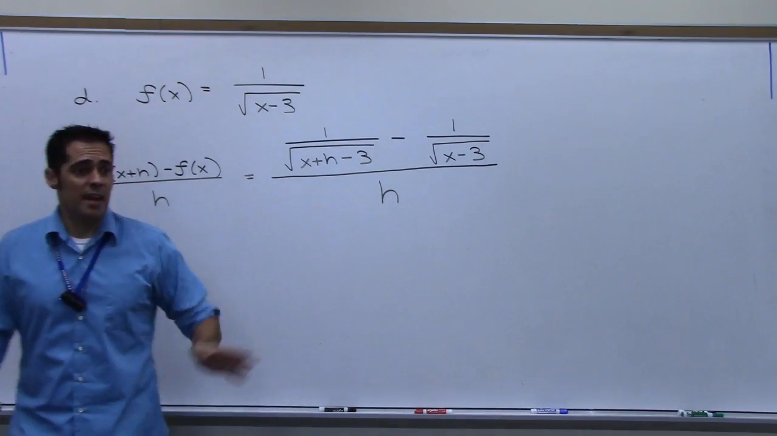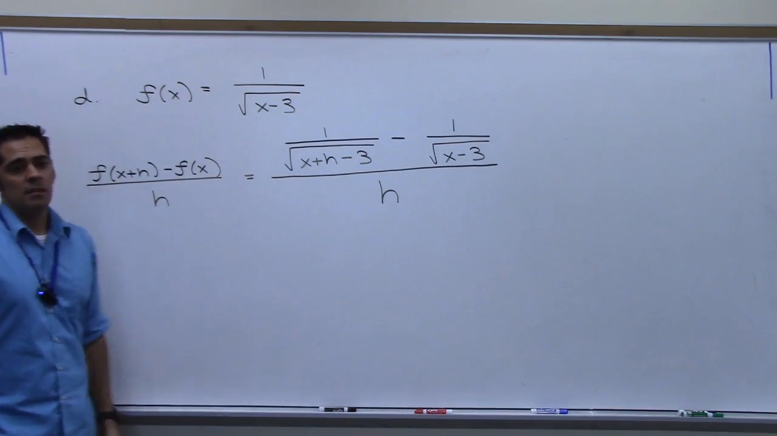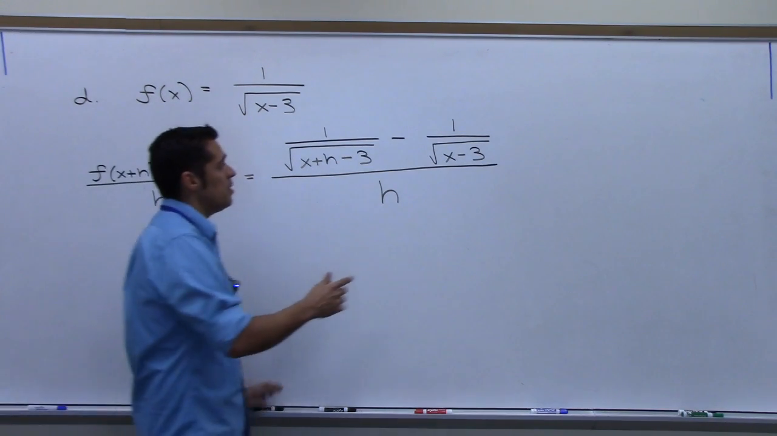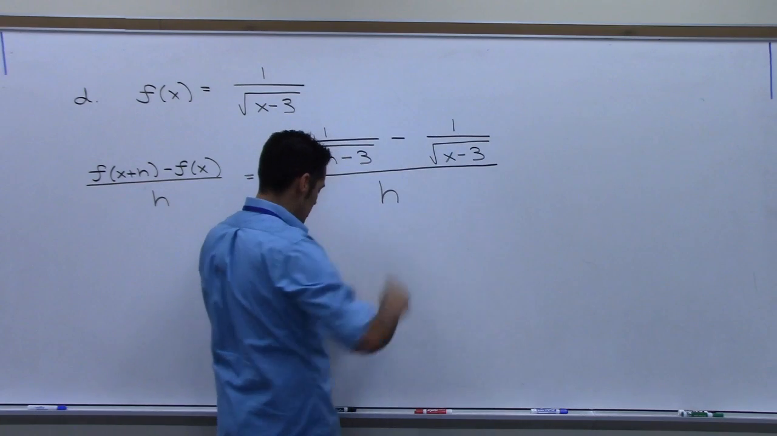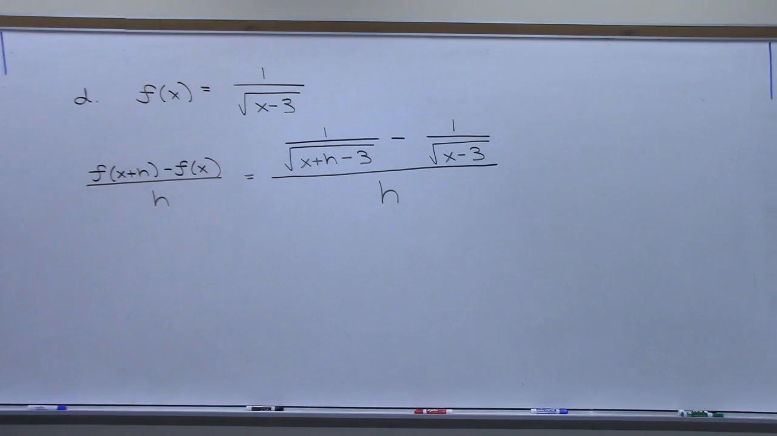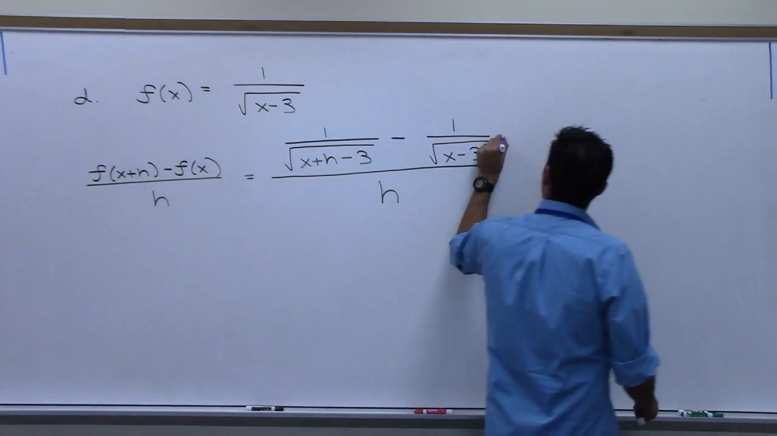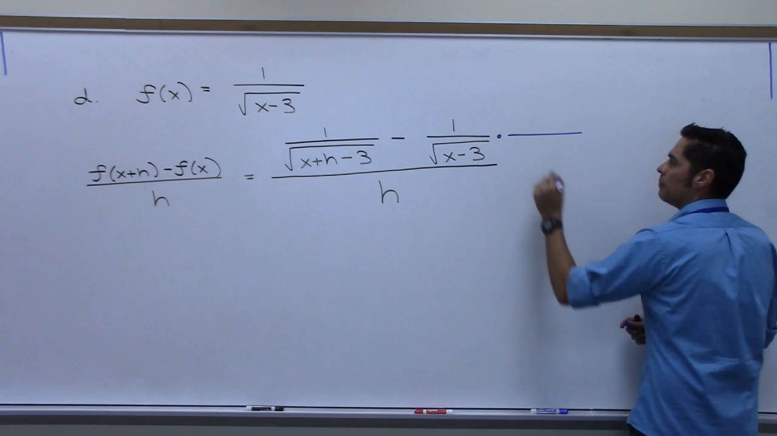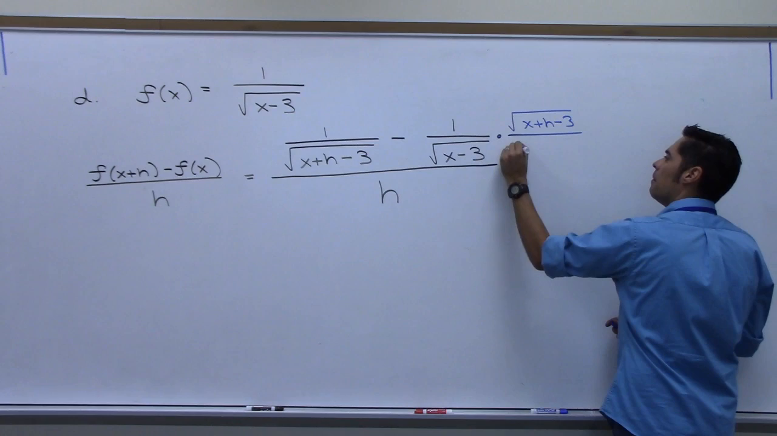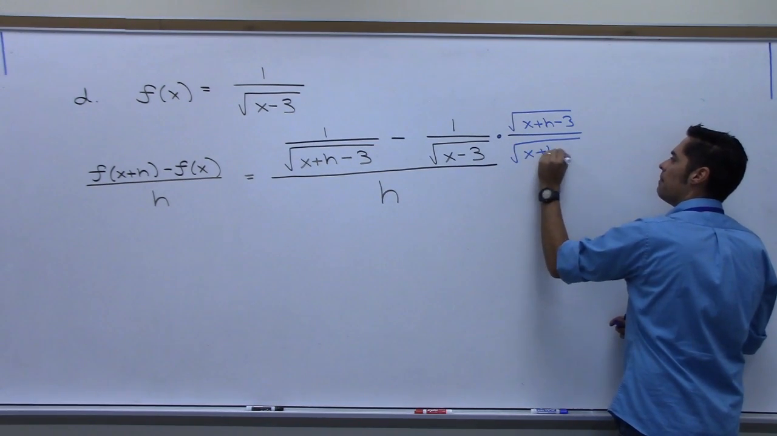So in order to get the h to cancel like we want, in the last problem, the h had to be on top. For that to happen, we needed to pop an h out of the top somehow. And what worked for us last time was putting these two together, getting a common denominator. Same story. What's the LCD? What are we going to multiply top and bottom by here? The root of x plus h minus 3, the whole thing. It's ugly, but that's what we have to do. There's no way around this.